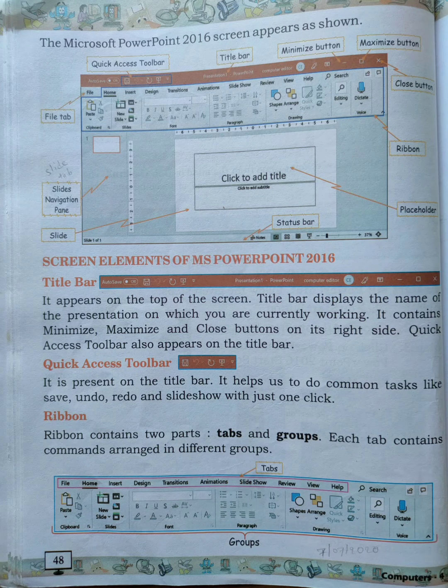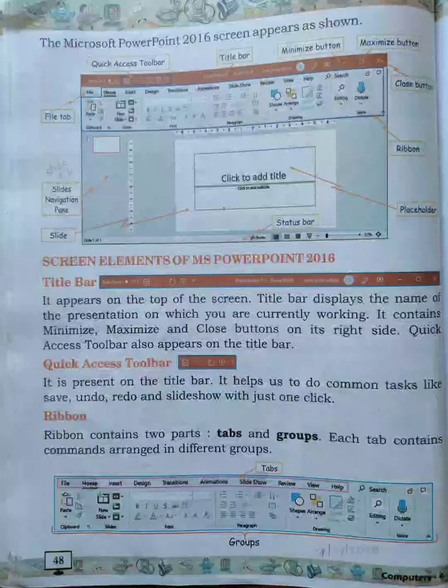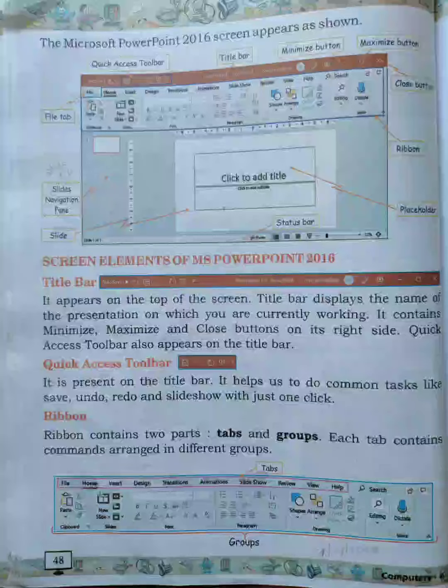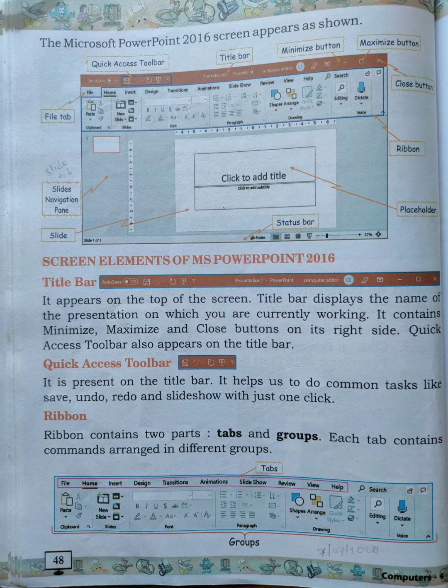The quick access toolbar also appears on the title bar. You can see it on the top. Let us understand what the quick access toolbar is. It is present on the title bar. It helps us to do common tasks like save, undo, redo, and slideshow with just one click. You can see the save button, undo, redo, and slideshow.